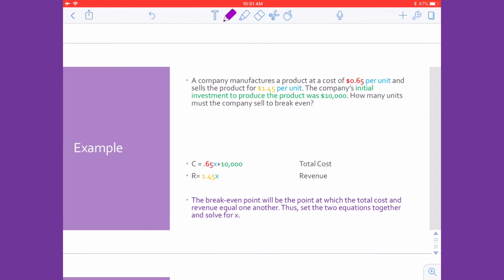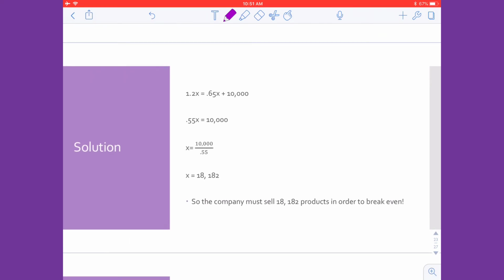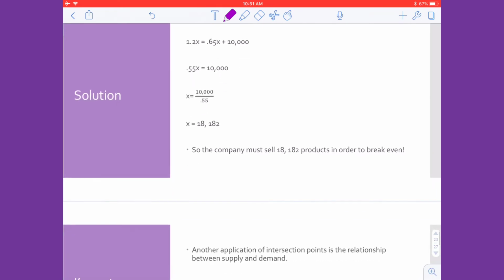And so in order to get the break-even point, I'm going to take those two equations and set them equal to one another and solve for X. That's going to tell me how many units I need to sell in order to break even. So when I take those two equations and set them equal to one another and solve, I end up with 18,182. So that's the number of products that I need to sell in order to break even.